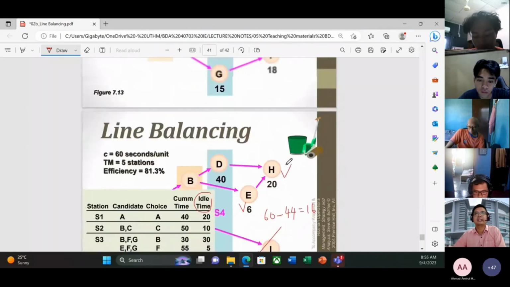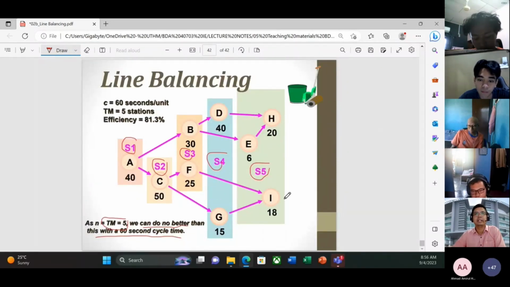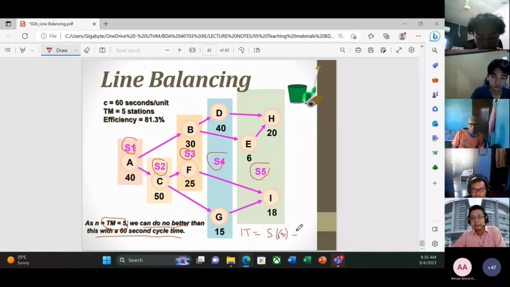So how do we calculate the idle time? Okay, let's see here. So what do we get for the idle time? Idle time, IT. Theoretical minimum 5 times 60, for example, and then minus 244. So what do we get for the idle time? Please calculate. 56. 56 seconds. This is our idle time.